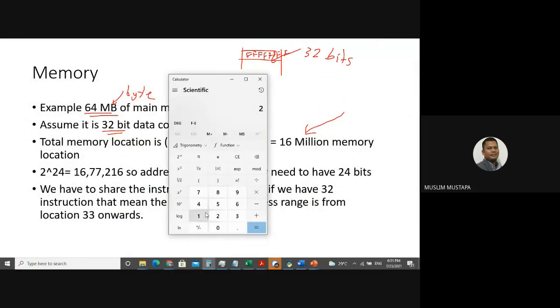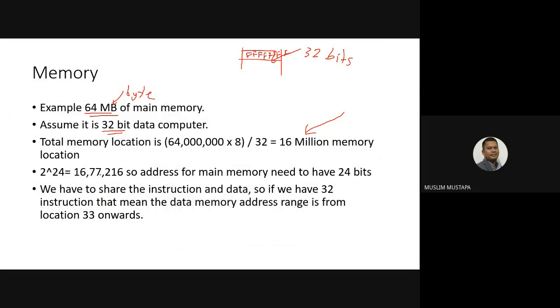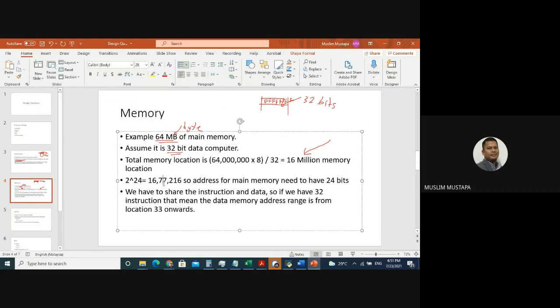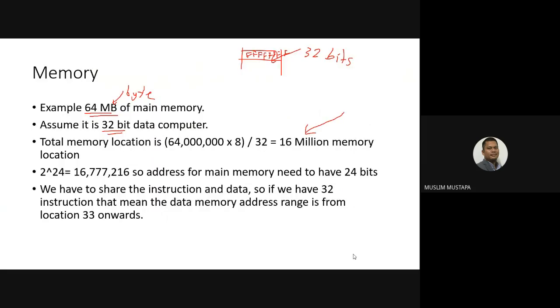Okay, 2 to the power of 24. Right, so what we get is 16 million, 16,777. So this is the closest one that we can go. So we have to say that our address for main memory in our system will be 24 bits. So we have to share the instruction and data for the memory.